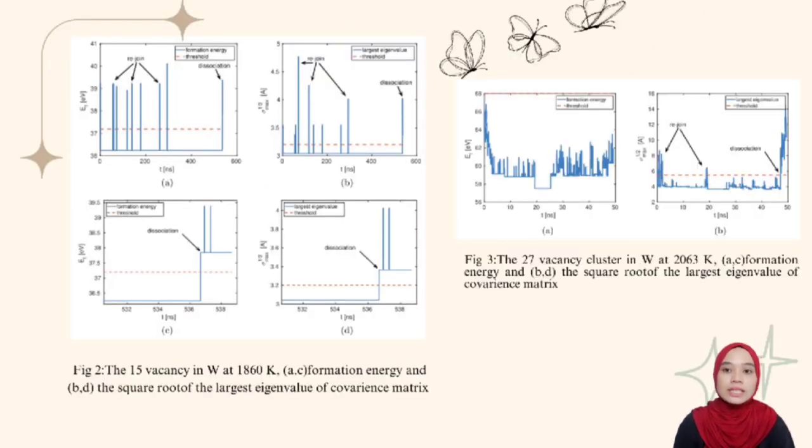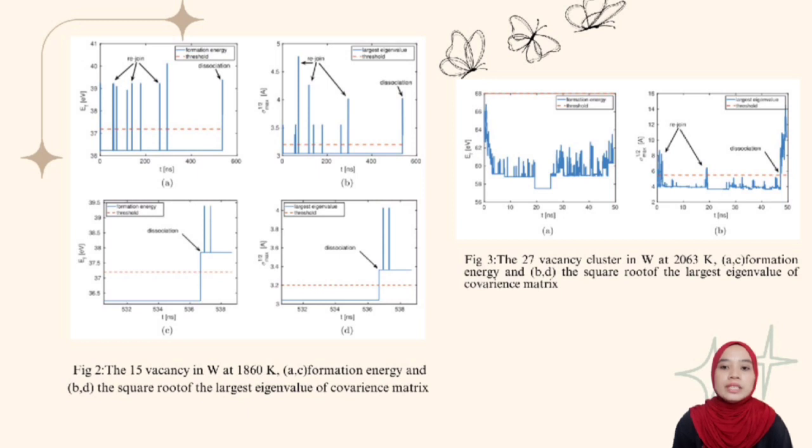Typical results of a single molecular dynamics run are reported in Figure 2 for 15 vacancy clusters at 1860 Kelvin and Figure 3 for 27 vacancy clusters at 2063 Kelvin. In the case of 27 vacancy clusters, the formation energy cannot be reliably used as the dissociation criterion, as it initially decreases and later oscillates. It is probably due to the simple way the void was created.